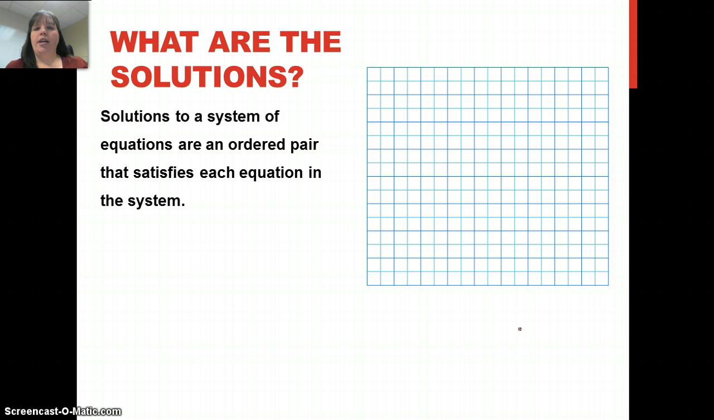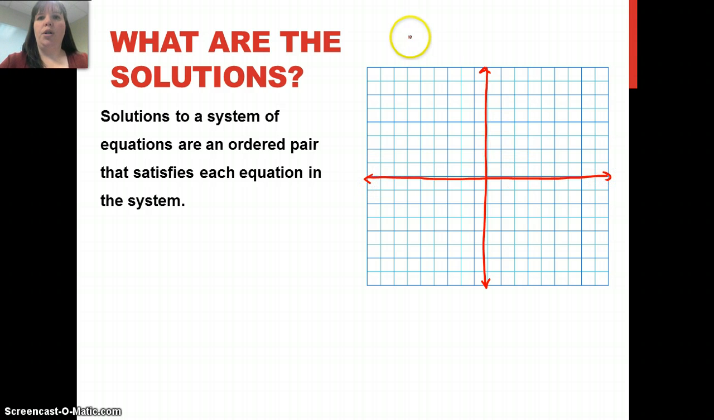So first off, and this is all we're going to be covering in this video, if we're going to talk about solving systems of equations, we need to know what we mean when we're talking about a solution. So a solution to a system of equations is an ordered pair that satisfies each equation in the system.